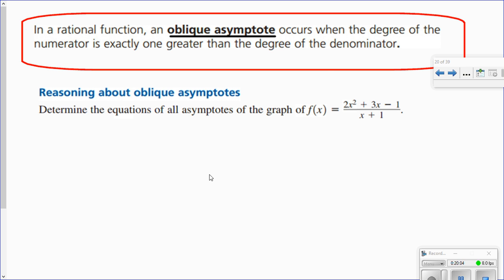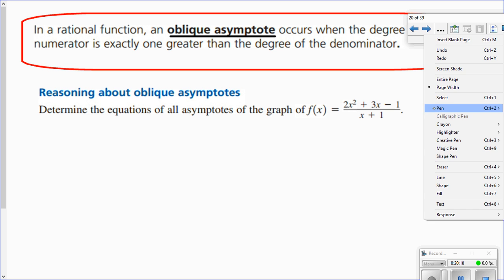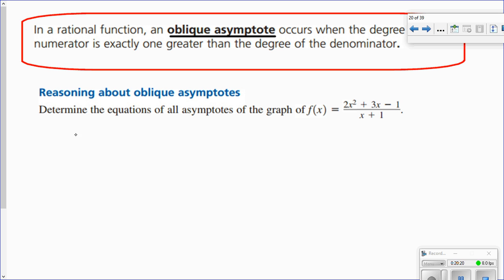But the question asks for all asymptotes. So let's start with the easy one, the vertical asymptote. We've got a vertical asymptote when our denominator is equal to 0. So we have a vertical asymptote at x plus 1 equals 0, or x equals negative 1. Now for the horizontal asymptote, let's look at our function.